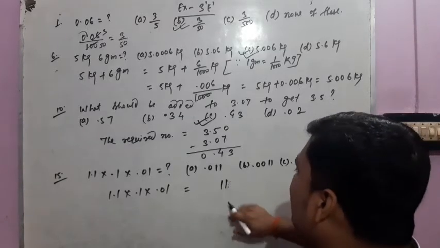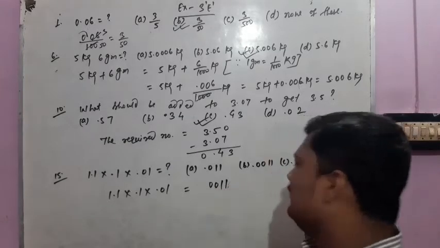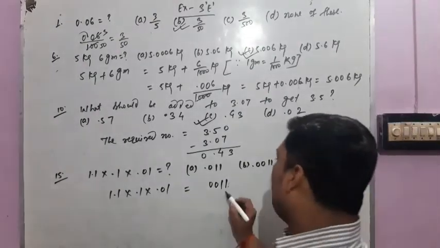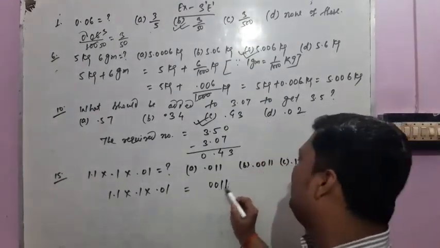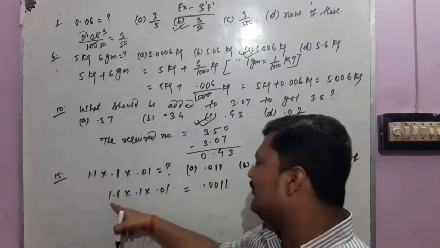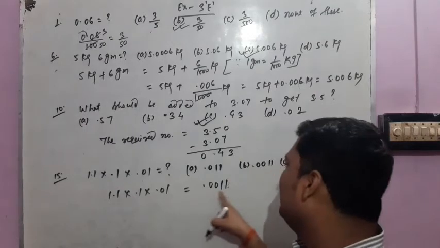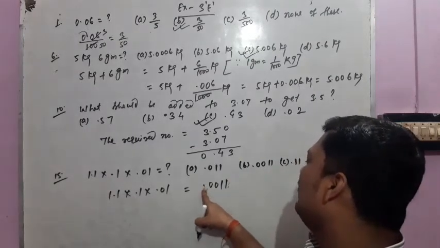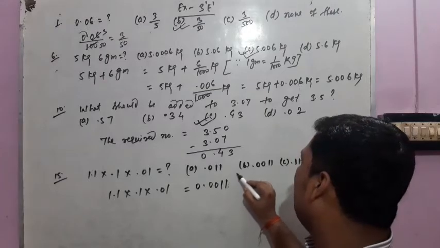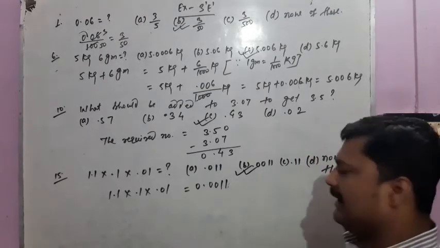But if we are putting 2 zeros here, then the value of this number will be increased? No, the value will be same. So we have to put 2 zeros before the 11. And now we have to keep the decimal here. After the decimal there are 4 digits, 1, 1, 2 and 2. Also here there are 4 digits after the decimal. So our correct answer is 0.0011 and option B is correct here.